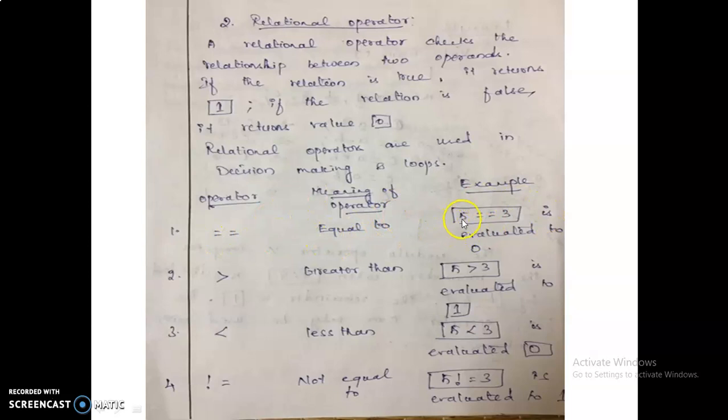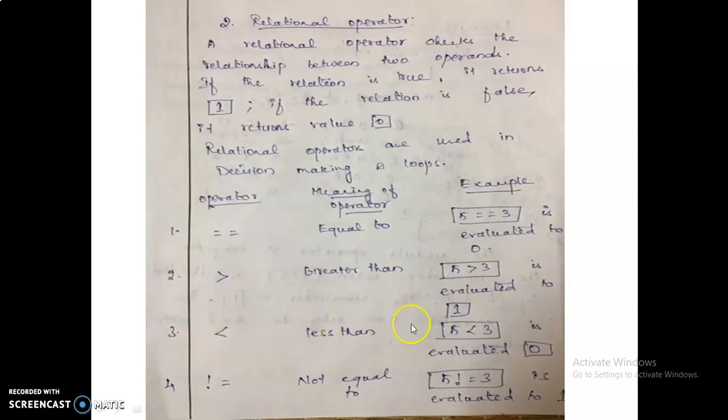Here this is an example. 5 equals 3. Is it equal or not? This is not equal, so the output value is 0. 0 means false. Here this is the greater than symbol. In the example, 5 greater than 3. Yes, 5 is greater than 3, the condition is true, so the output value is 1. That means it denotes true.